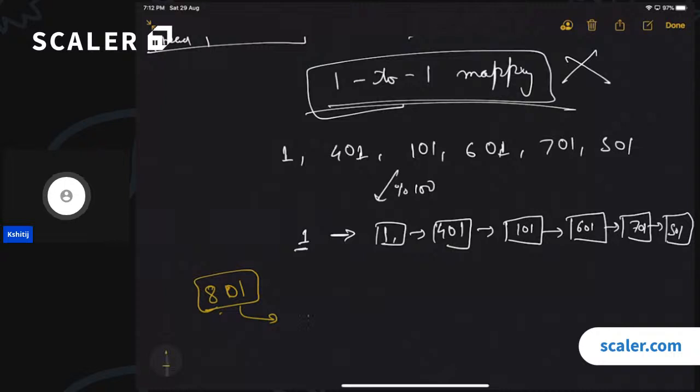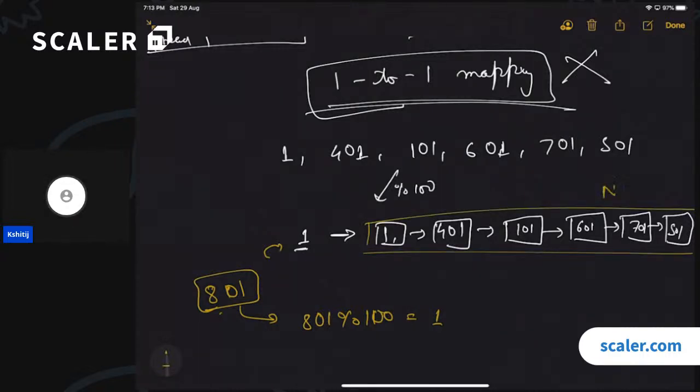So I will just do 801 mod 100, which is going to be 1. So I go to index 1 of my array, and now I have a linked list of size n. I will iterate over this linked list, and since this is also not in sorted order, I will have to check each and every element, and I will then figure out whether I have 108, so 801, or not. So this is going to be an order n time complexity operation.